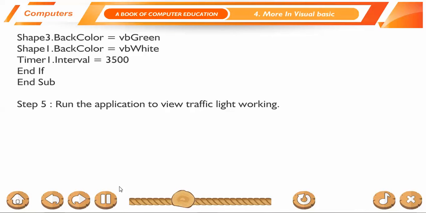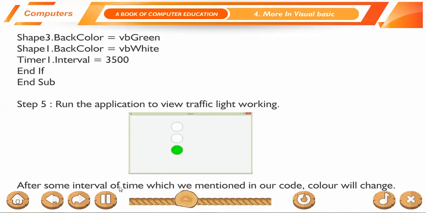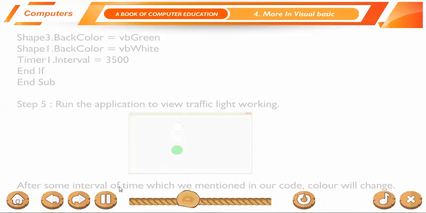Step 5: Run the application to view the traffic light working. After the interval of time which we mentioned in our code, the color will change.